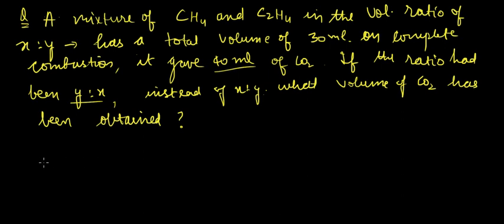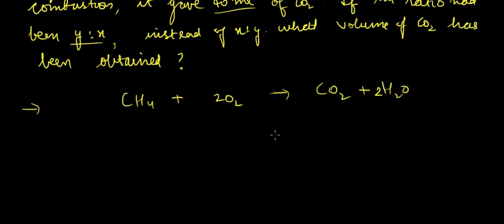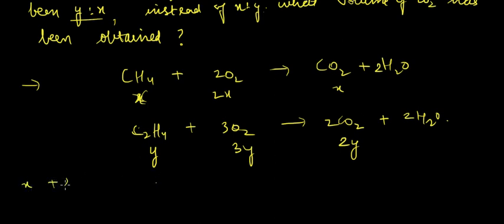Okay, so we have CH4 plus 2 moles of oxygen forming CO2 plus 2 moles of H2O, and we have C2H4 again reacting with 3 moles of oxygen to form 2 moles of CO2 plus 2 moles of H2O. So here it would be using X moles of CH4 with 2X moles of O2 to form X moles of CO2. And here it was initially having Y moles, consuming Y moles and forming 2Y moles of CO2. Now we know that X plus 2Y is equal to 40, which is the volume of CO2 obtained.